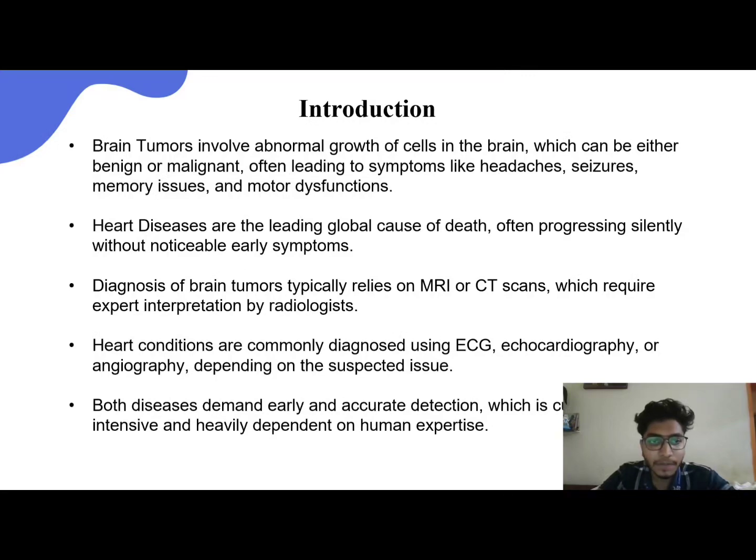So diagnosis of these two major problems depends heavily on diagnosticians or radiologists. They use MRI or CT scans to detect brain tumors, and they use ECG signals, echocardiography or angiography to diagnose heart-related conditions. Both diseases demand early and accurate detection, which is currently time intensive and requires expert human analysis. They are also prone to human errors. If not detected properly, they can affect patient treatment.